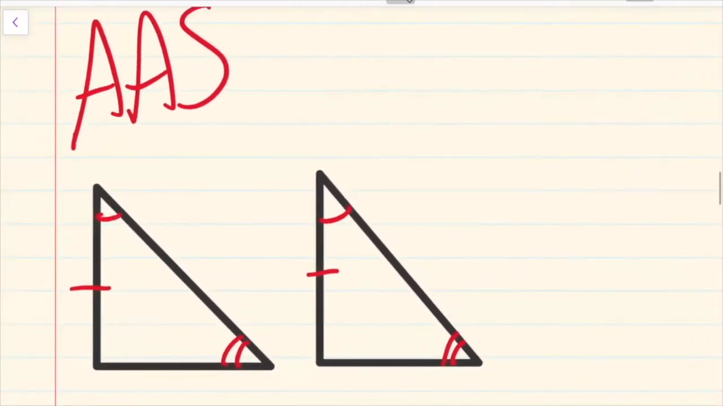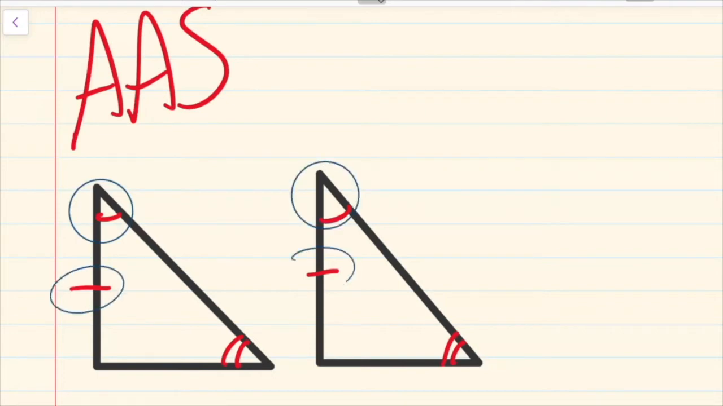So let's go back to the next one. We're doing this one currently. We know one angle. Let's use a different color. We know an angle, we know a side, and we know another angle. Well, here's the thing. There's a reason we have to call it AAS.